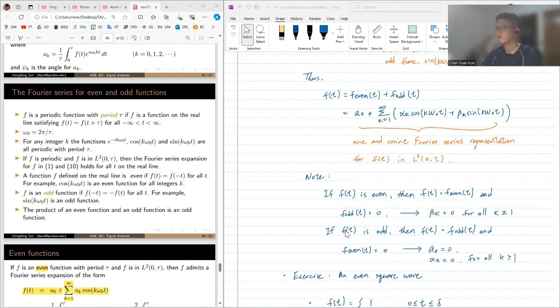Similarly, if we know that the function f is odd, then we know that f of t will equal its odd part and its even part will equal 0, which implies that a naught is 0 and alpha k will be 0 as well for all k greater than or equal to 1. Basically, the idea is that if you already know whether this function is an even function or an odd function, then expressing this function in terms of a linear combination of cosine functions or sine functions will be more straightforward and simple. Okay, it's time for another example.